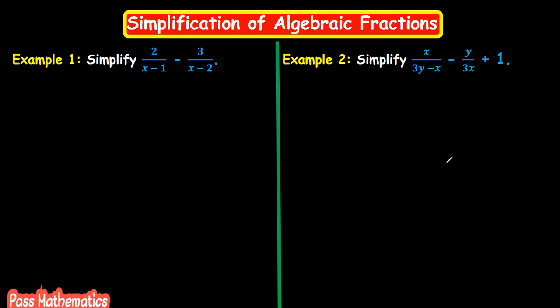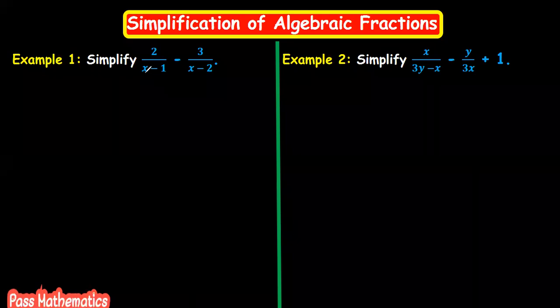So let's begin with the first example. The first example says simplify 2 over x minus 1 minus 3 over x minus 2. So the first thing to do is to consider the denominators. The denominators here are x minus 1 and x minus 2, and then we are going to use these two denominators as our LCM.